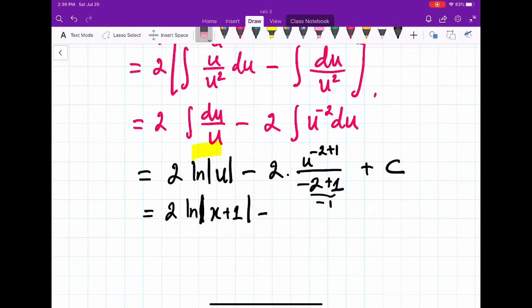Let me erase this. And then 2 times u to the negative 1. So I get 1 over u, which is 1 over x plus 1, plus c. And that is the final answer.